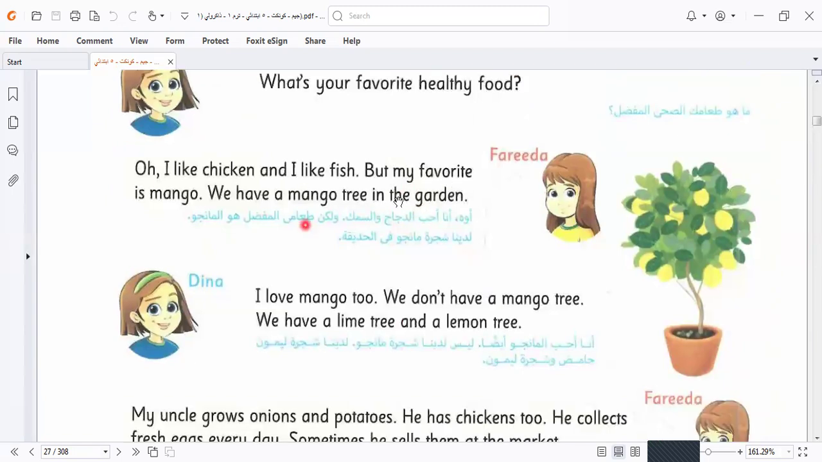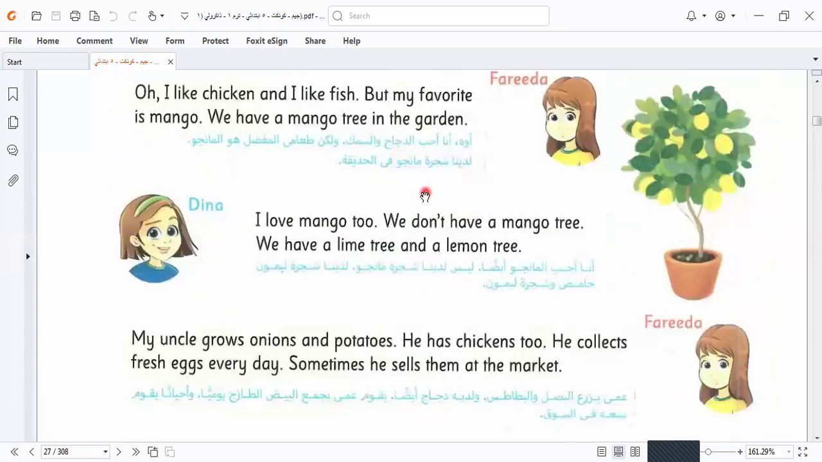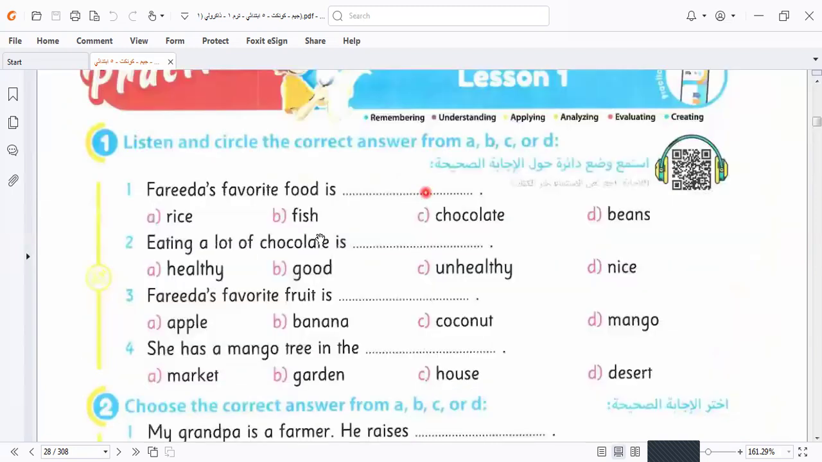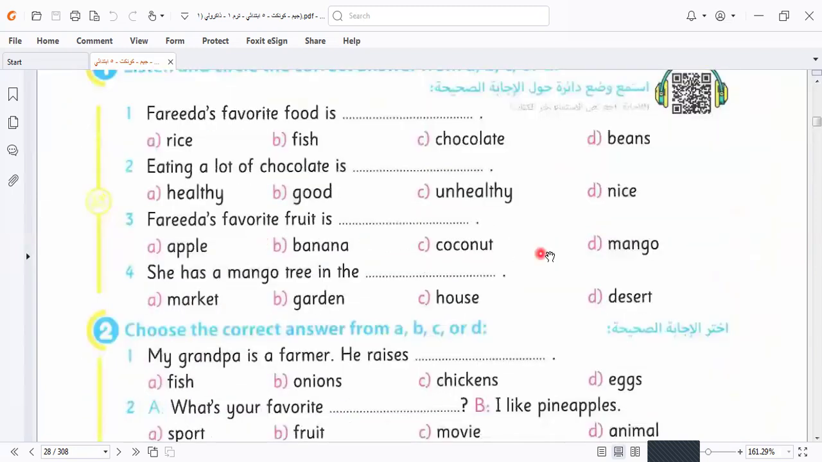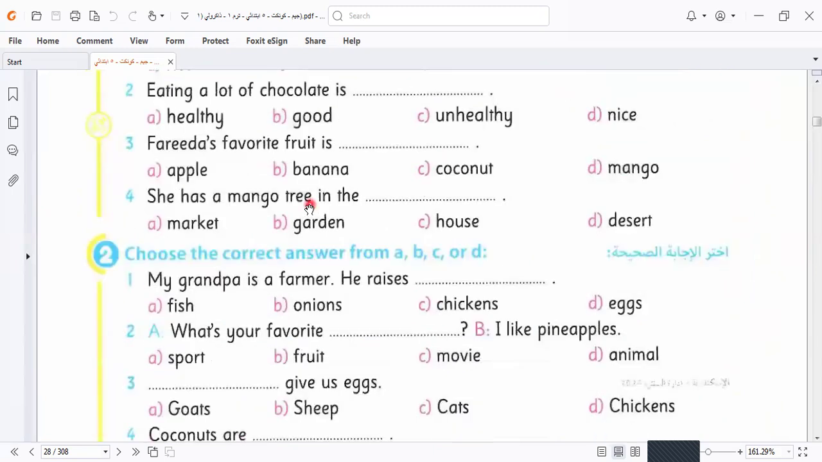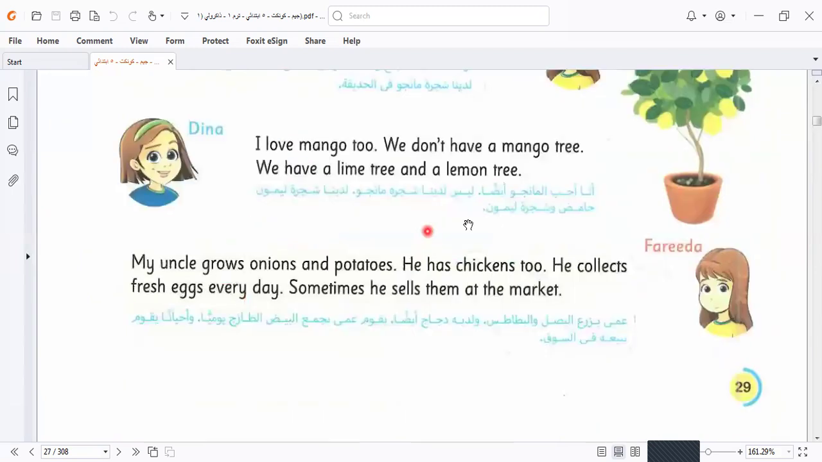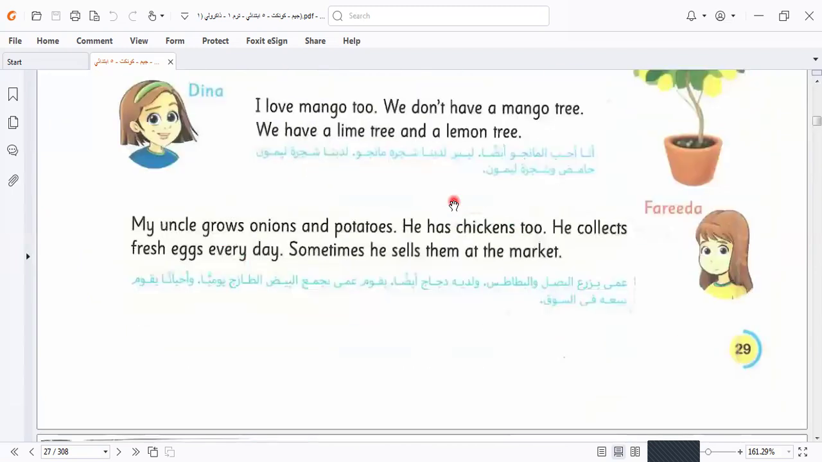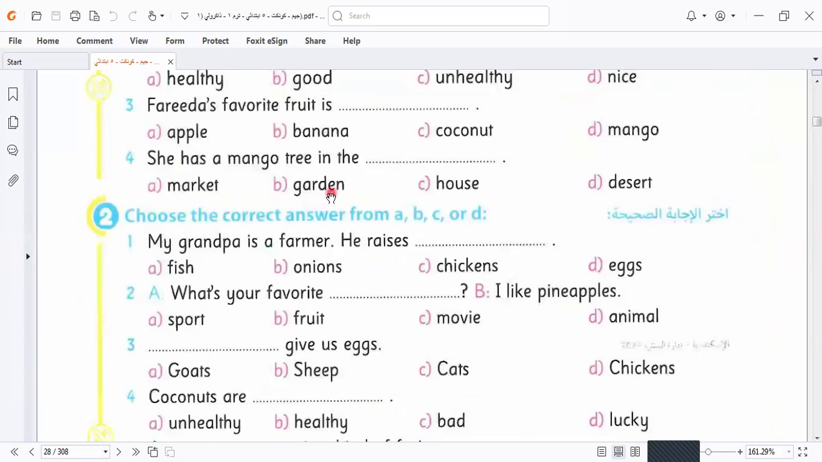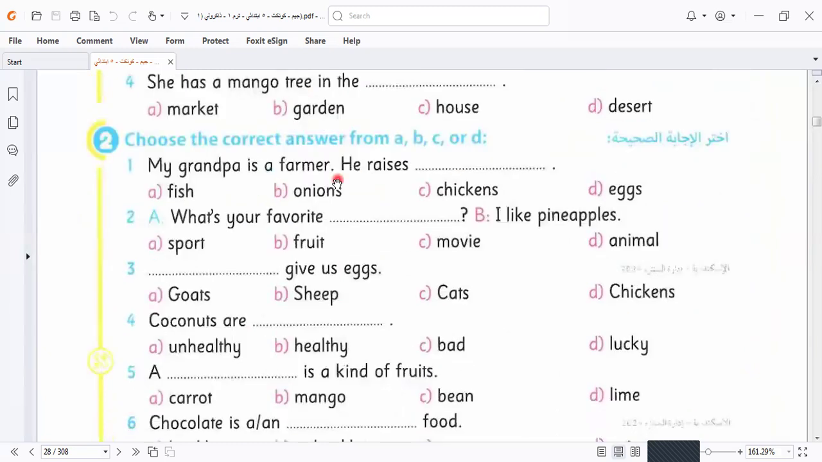Mango. It could be mango. If there's the answer, it could be mango. She has a mango tree in the garden. In the garden. My grandpa is a farmer. He raises, as we took last year in grade four, raises what? With animals. So it could be, without thinking, chickens.